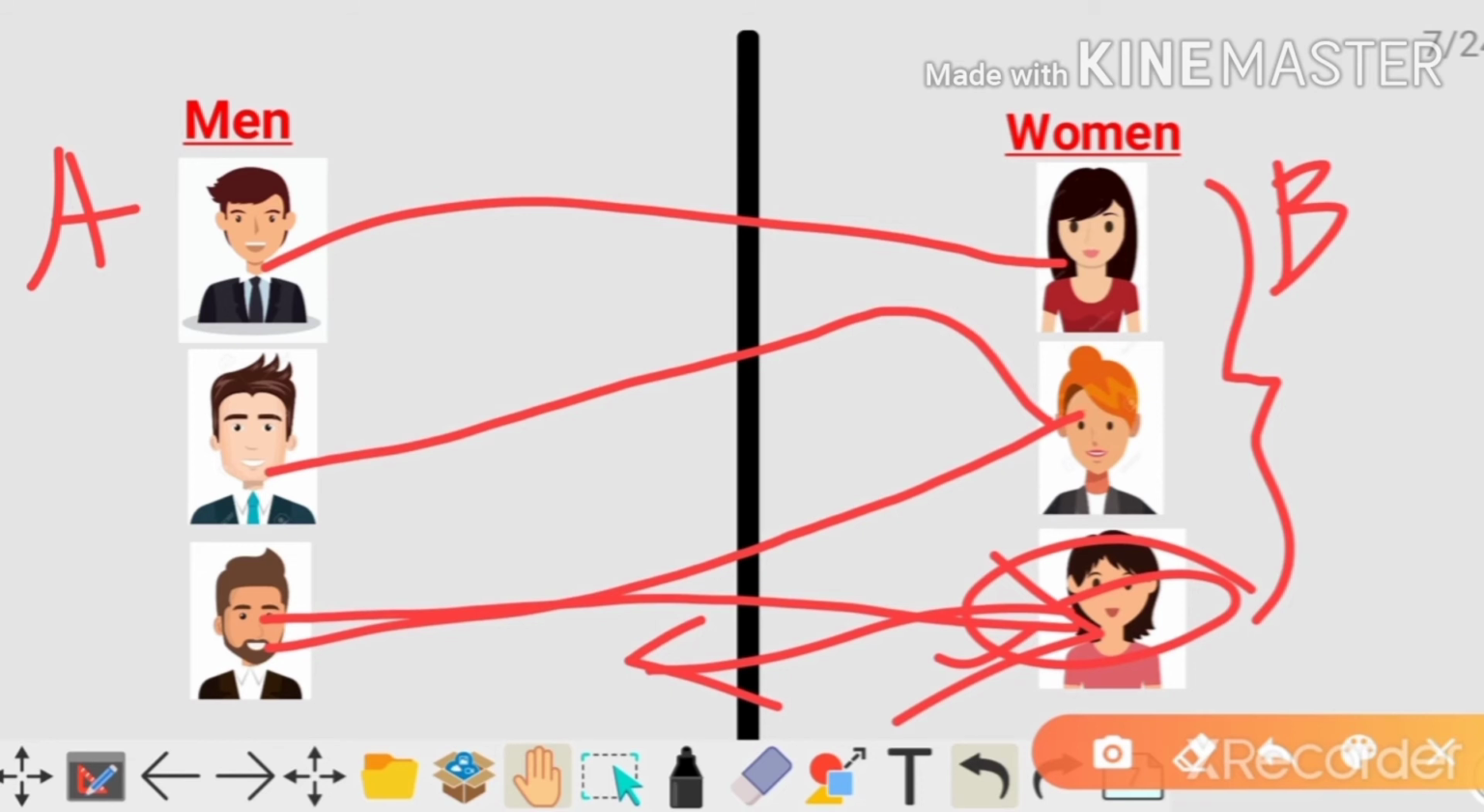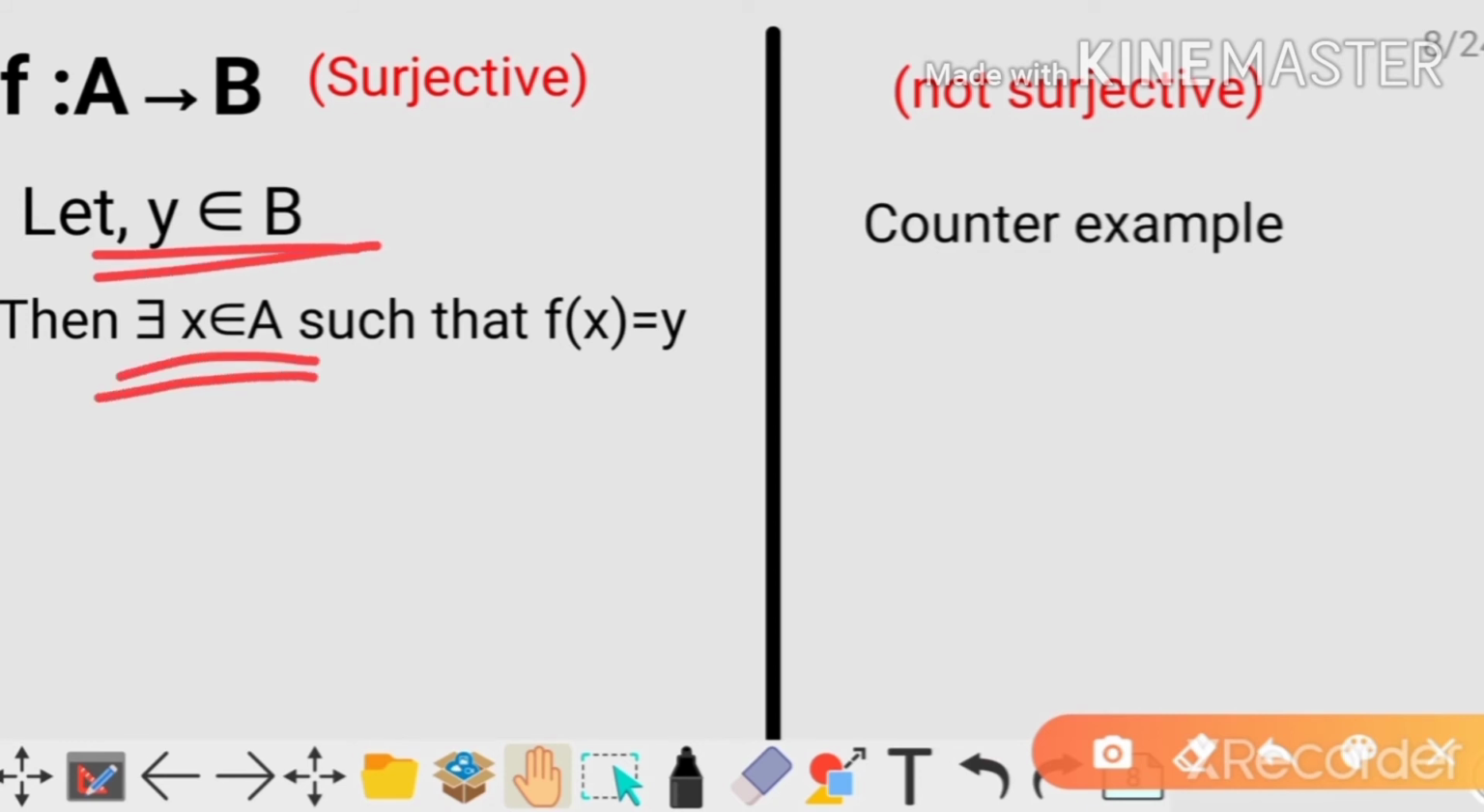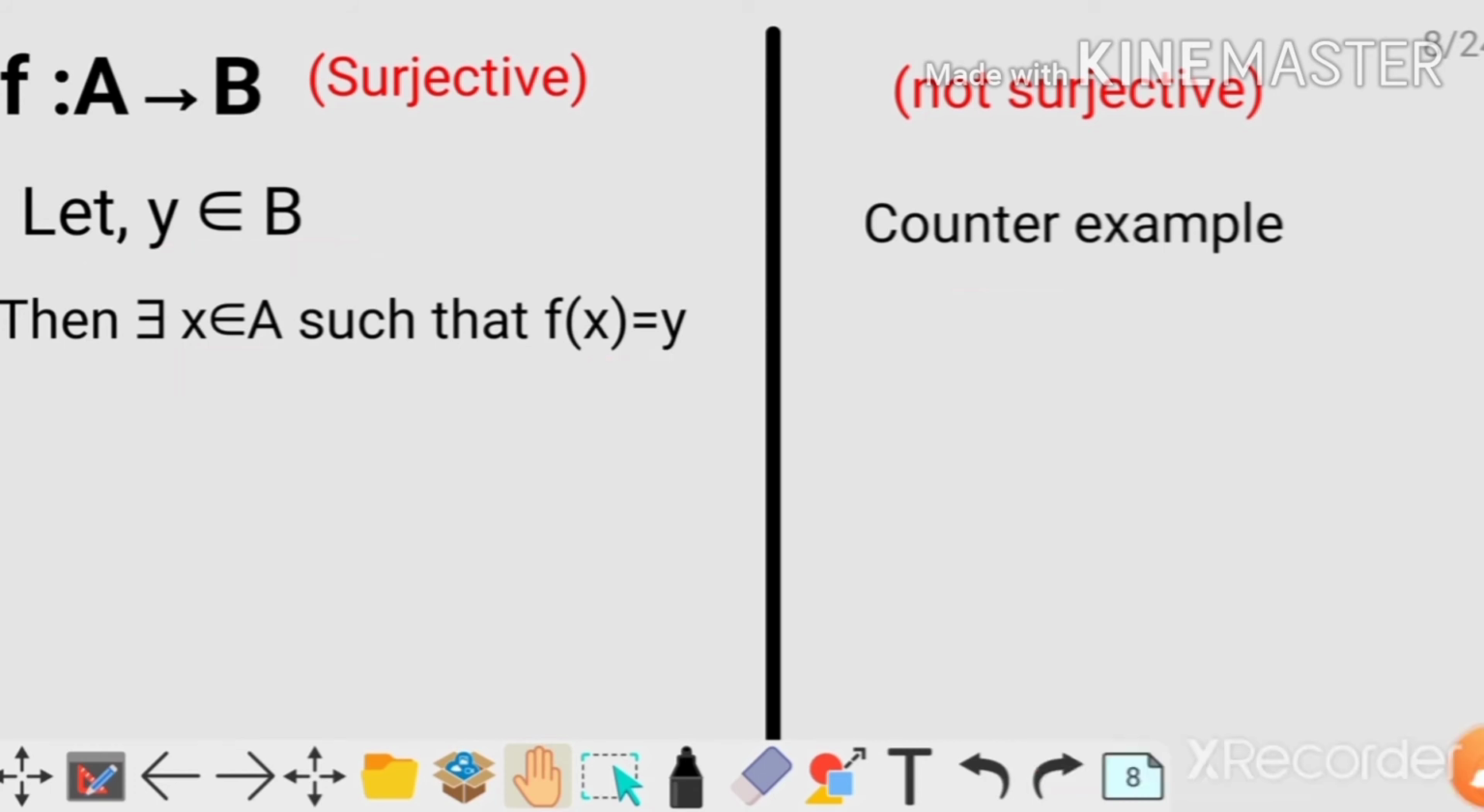Now let's move to the question of how to prove a function is surjective. For this we need to take a point from the codomain set, and find at least one point from the domain set such that f(x) equals y. That means every point of B must have at least one pre-image in the domain set. And if it's not surjective, simply give a counterexample. Now let's go to the mathematical example.